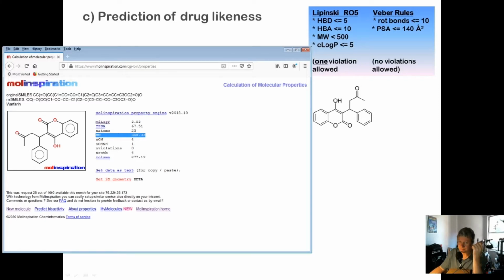And let's see, what else do we have? C log P should be less than 5. Well, remember the Molinspiration tool doesn't really calculate C log P, they calculate their own variation of it, which they call miLogP. Okay, 3.03, which is right in the middle of where drugs should be. 3 is less than 5. All right, great. So we have no violations of the Lipinski rule.